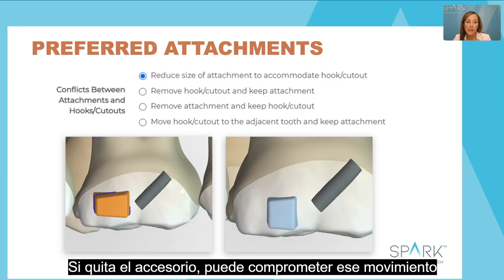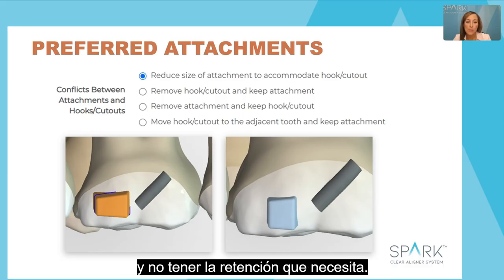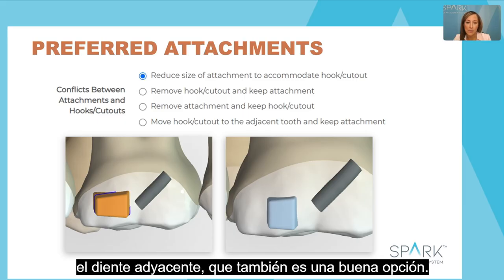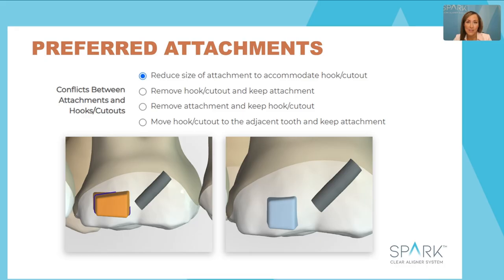If you remove the attachment, you may compromise that movement and not have the retention you need. This is why we recommend the default of reducing the size of the attachment. You can also move the hook or the cutout to the adjacent tooth, which is also a good option.